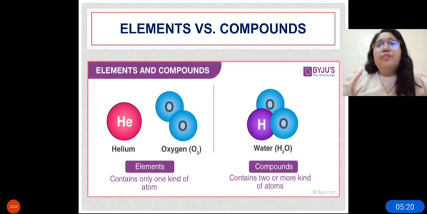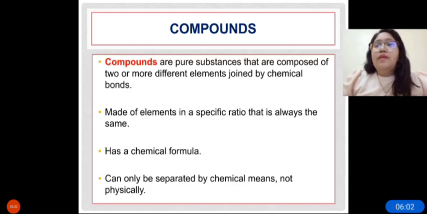So look at the comparison between elements and compounds. On the one hand, we have elements. Elements are like the solo artists of the matter world. They are pure substances that only contain one kind of atom. For example, helium or He. It's an element because it is made up of only helium atoms. On the other hand, we have compounds. Compounds are like a band of different elements that have come together to create something new. So they contain two or more kinds of atoms. An example of that is water.